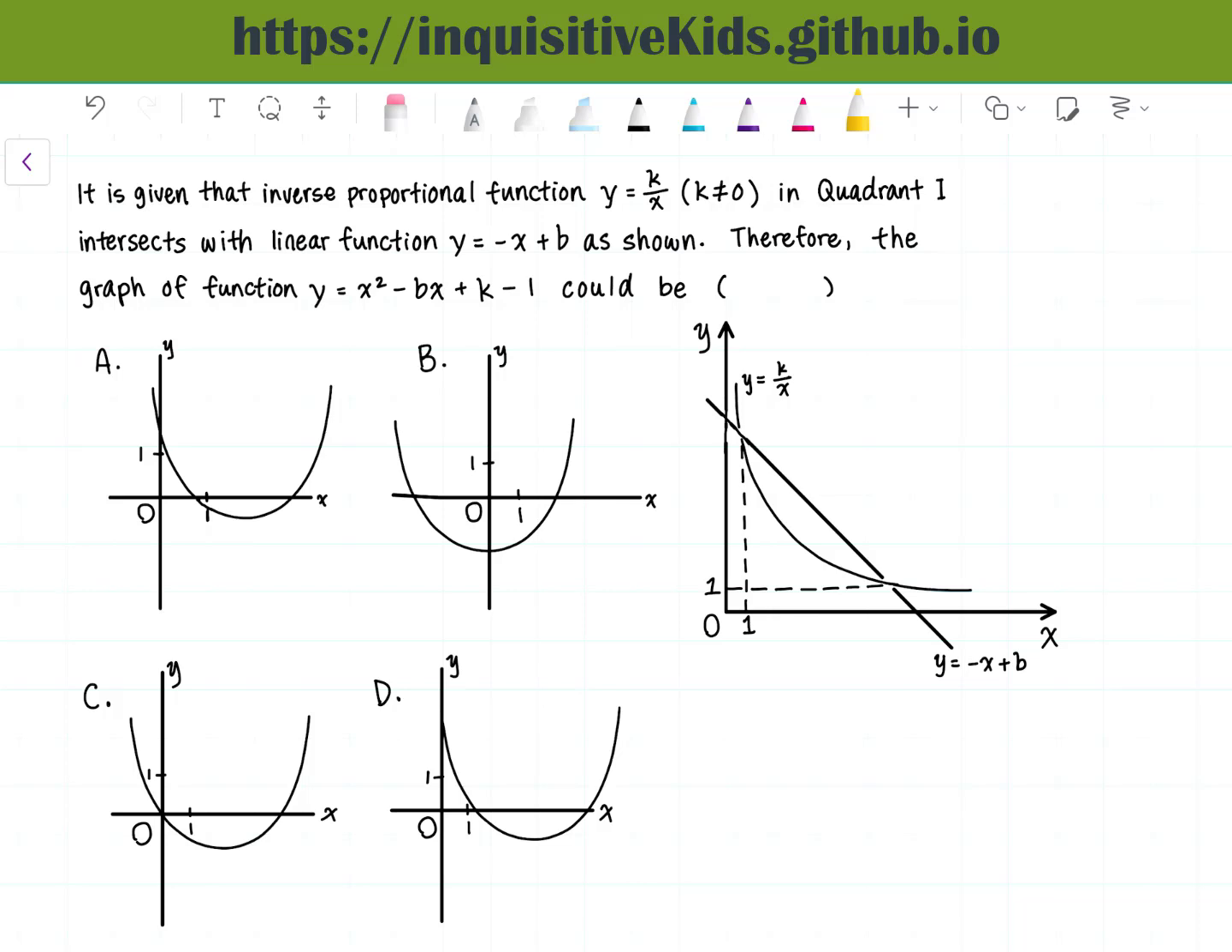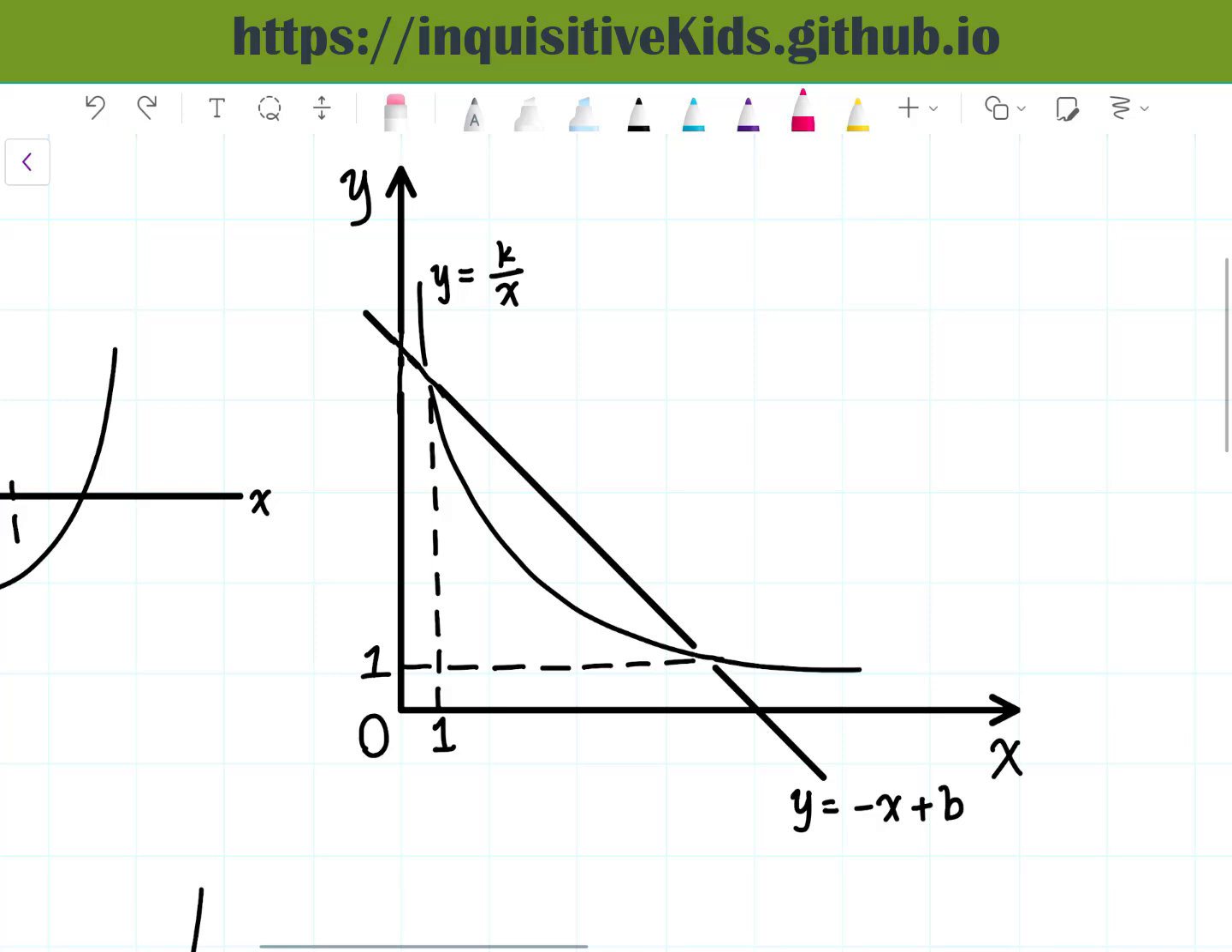The first thing we have to do is really observe the graphs. So let's first start by observing this graph right here. We see a linear function and we see an inverse function. Now this is very interesting because they intersect at these 2 points right over here. So this one has a y-coordinate of 1, and this one has an x-coordinate of 1. Let's start by looking at this point. Could we find out more about this point?